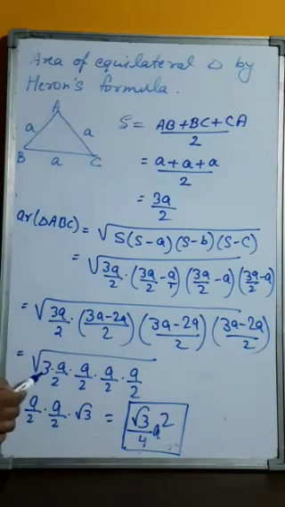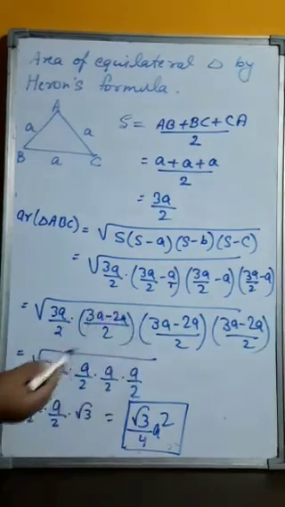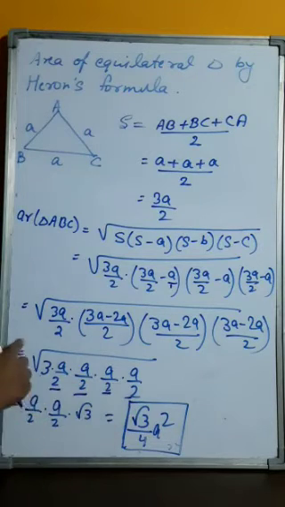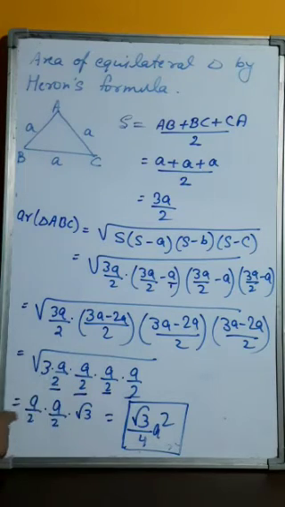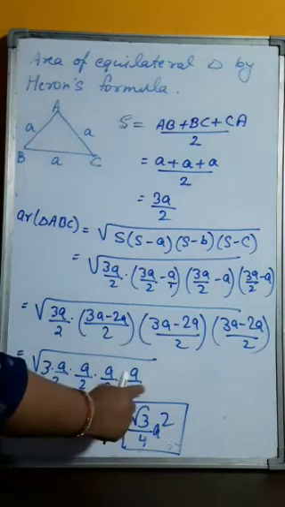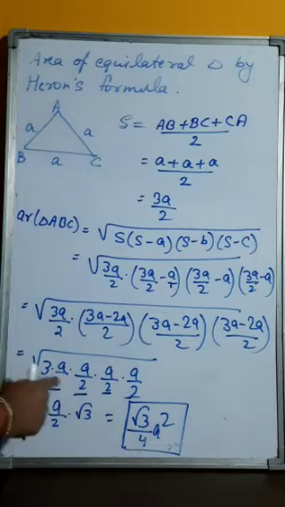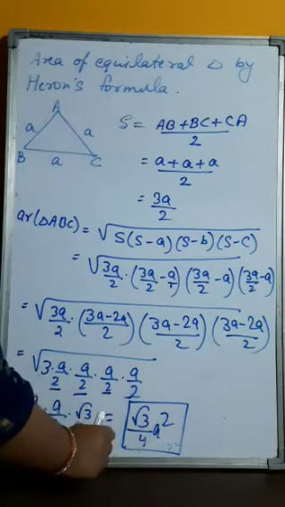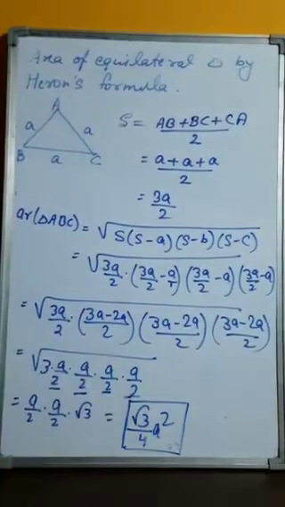This 3a by 2 I am writing as 3 multiplied by a by 2. Then a by 2, a by 2, a by 2. You can see here we have 4 times a by 2. It is under the root. So from the pairs of a by 2 we can take out a by 2 twice, that is 2 times a by 2 comes out, and this 3 will be left as root 3. a into a is a square, 2 into 2 is 4. So we have the area of an equilateral triangle as root 3 by 4 a square.